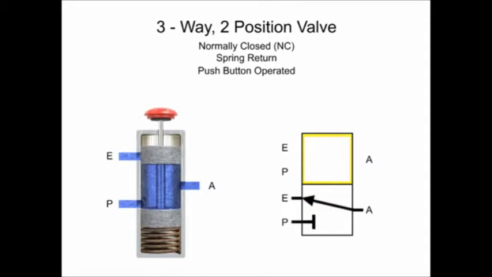The second position allows fluid to flow from the pressure port P to outlet port A and blocks exhaust port E. The valve is also spring return and push button operated.